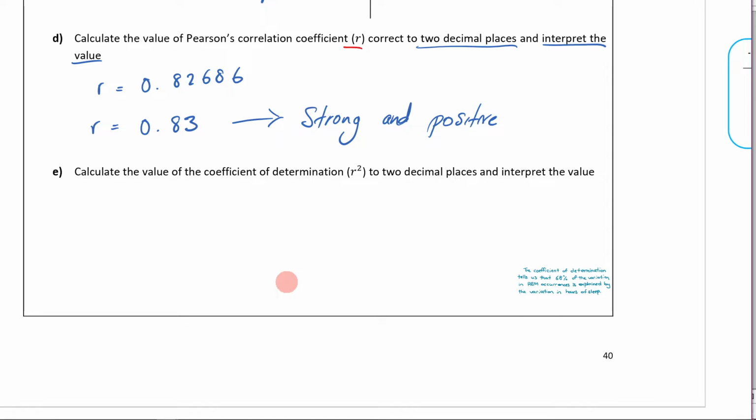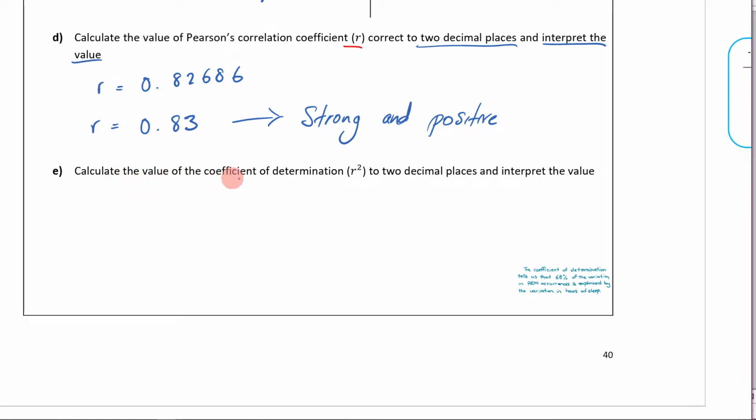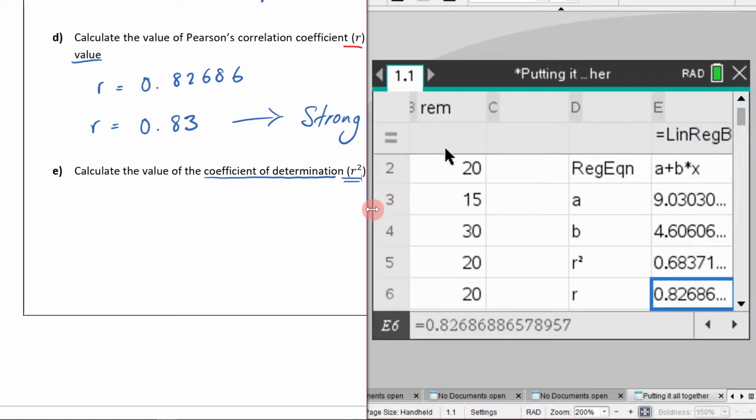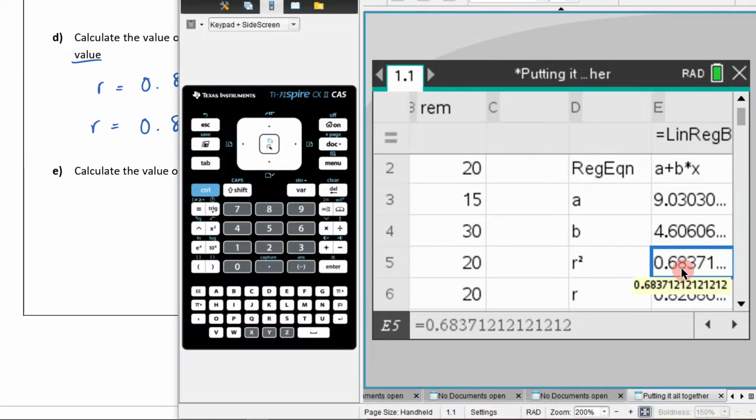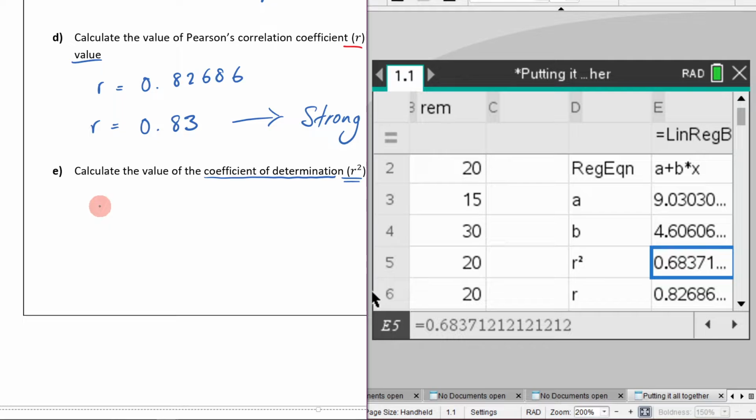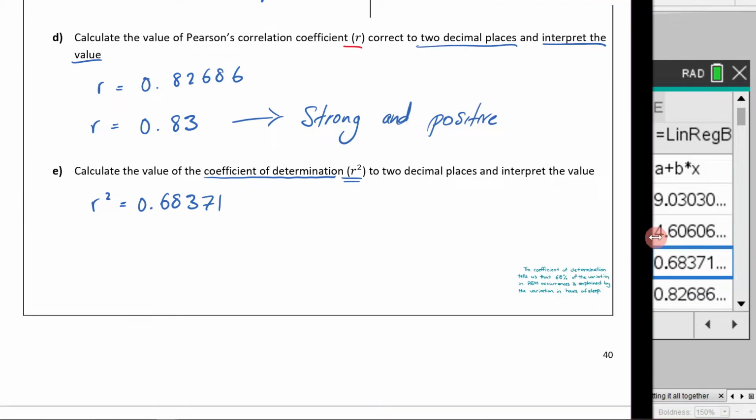We continue moving on. Next, it says calculate the value of the coefficient of determination r squared to 2 decimal places and interpret that. So this is where we're going to come back to our trusty CAS calculator, and we're now going to look at our r squared value, which is 0.68371. So let's come here and we're going to write r squared is 0.68371. Again, it's asking us to round it to 2 decimal places.